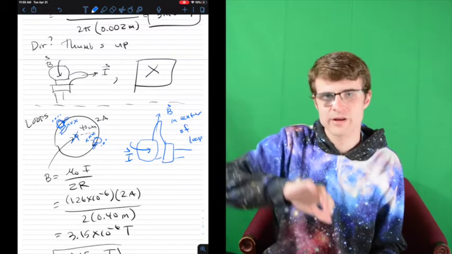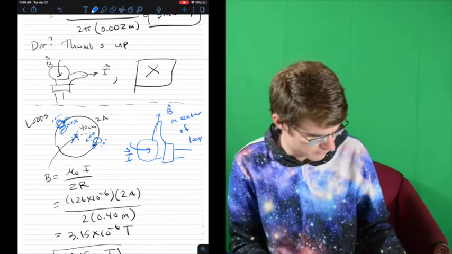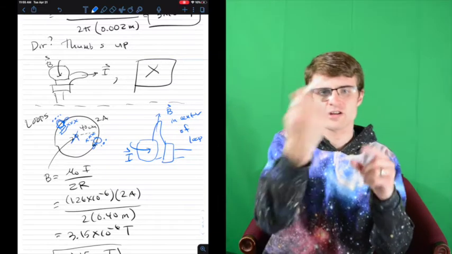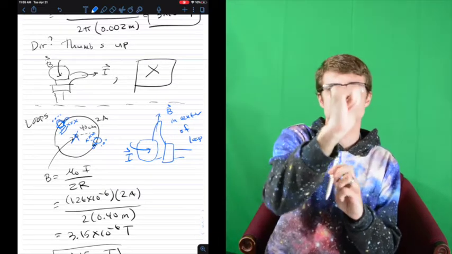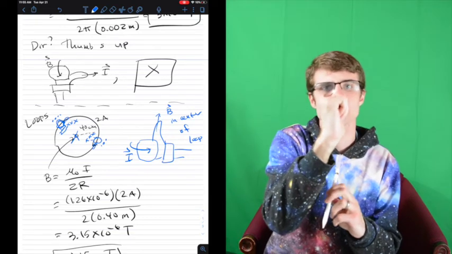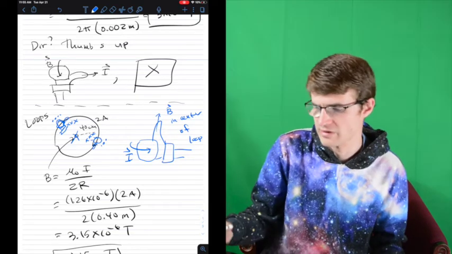And so if I curl my thumb, say that loop's going in a clockwise direction here, so if I curl my fingers in that direction, you can see my thumb is pointed into the screen, which is in agreement with this other analysis we did.